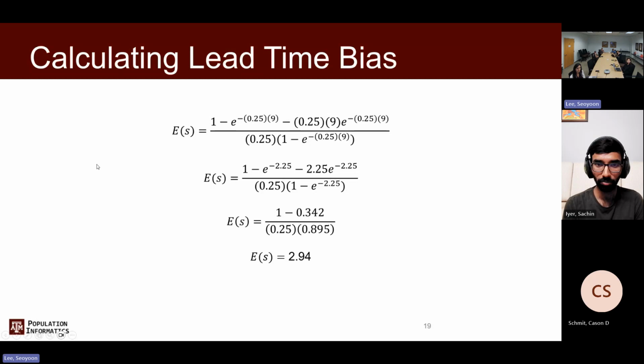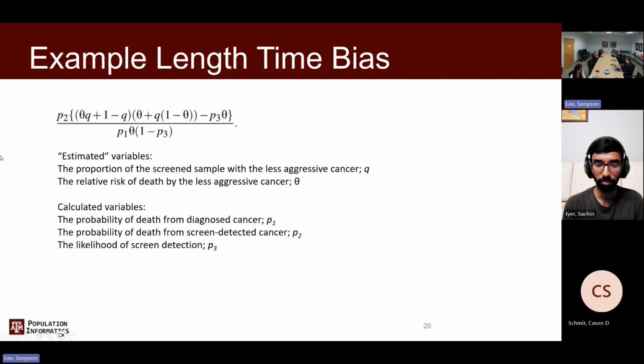So this is describing an example for a length time bias calculation. In this scenario, again, since we have perfect information, these variables that are typically estimated are just going to be filled in with information we know to be true. And then there are variables that will be calculated from the observed data that we know is technically not true. Also, length time bias is typically calculated after lead time bias is already taken out.